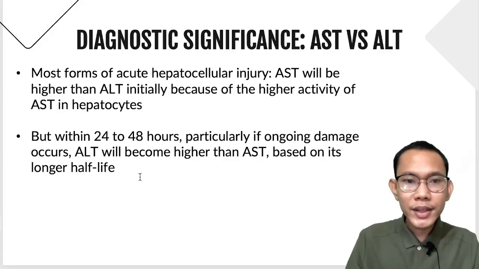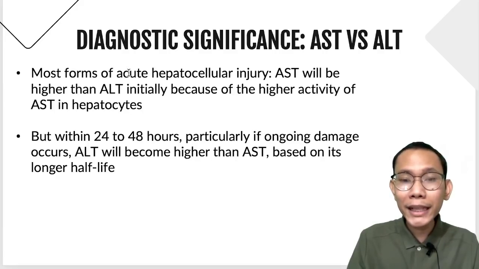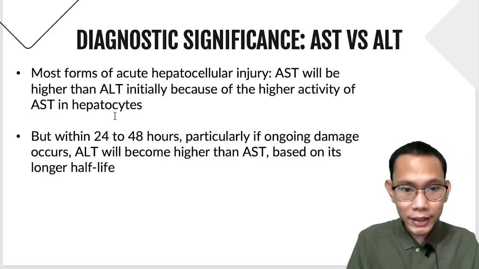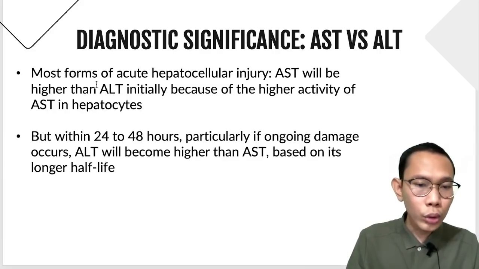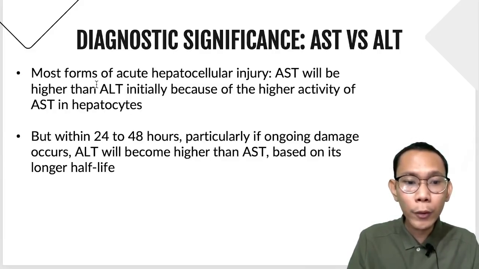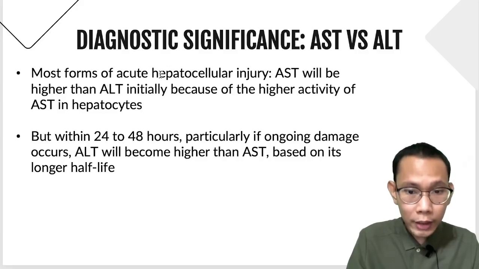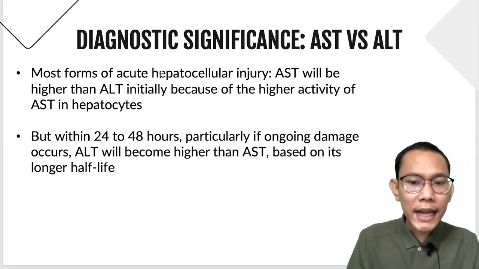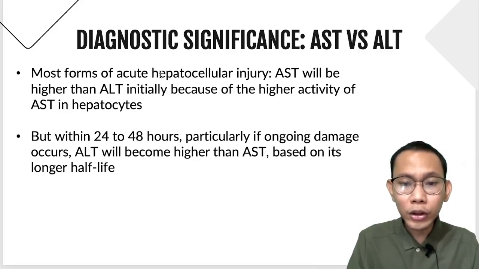So, in terms of the diagnostic significance, AST versus ALT, tingnan natin, most forms of your acute hepatocellular injury, AST will be higher than ALT initially. Again, most forms of acute hepatocellular injury, mas mataas muna ang AST, higher than your ALT initially because of the higher activity of your AST in your hepatocytes. Again, remember natin, yung total cytoplasmic AST natin is present highest in our hepatocyte. Kaya mas tumataas yung AST natin compared sa ALT initially. The AST value, your total cytoplasmic AST, di ba? Remember, meron tayong different isoenzymes ng ating AST. Yung AST natin, its level is approximately 7,000 times than that of your plasma.